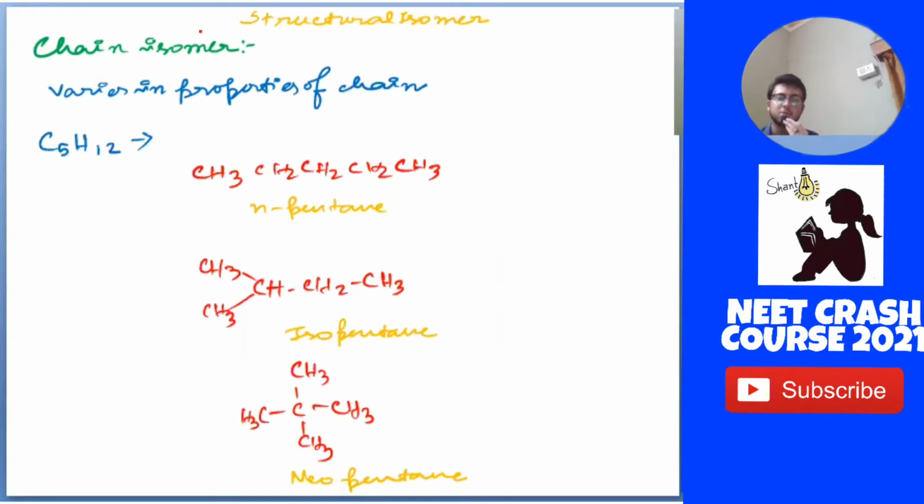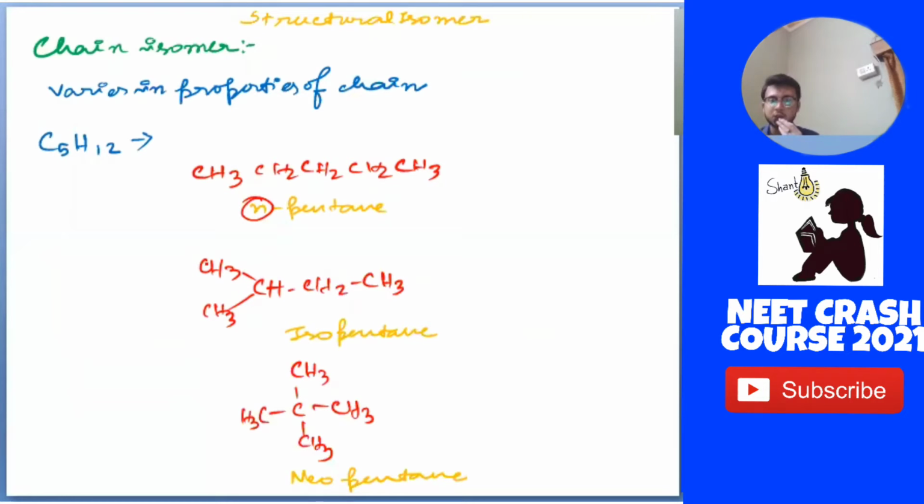Now, what is chain isomer? That is, their molecular formula will be same, but varies in properties of the chain. That means here we can see that is CH3, CH2, CH2, CH3. Its molecular formula is C5H12, but it is a normal chain. So that's why we write n-pentane.